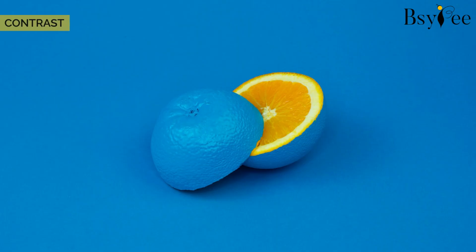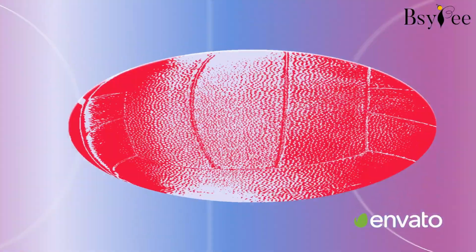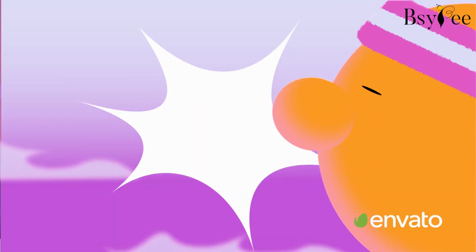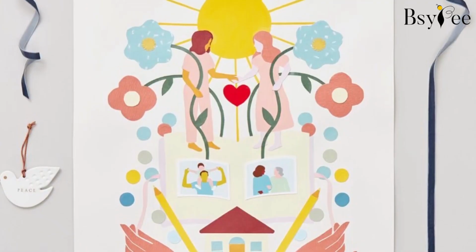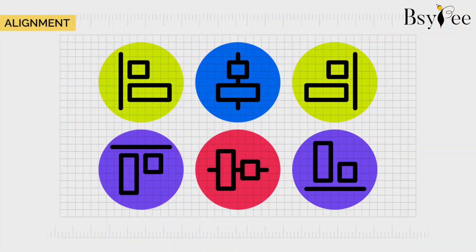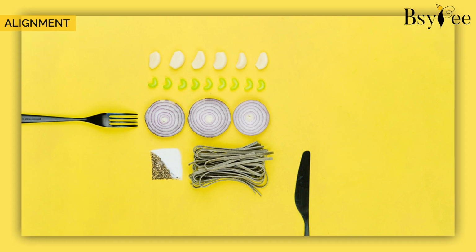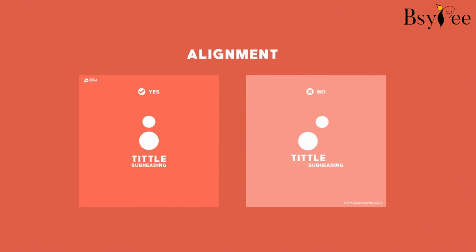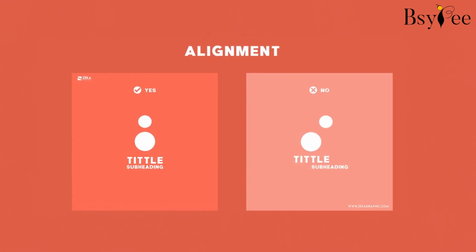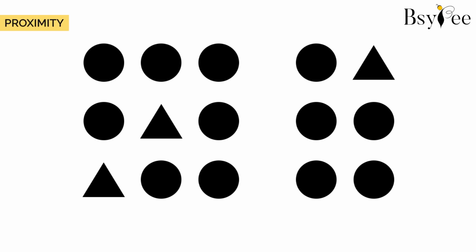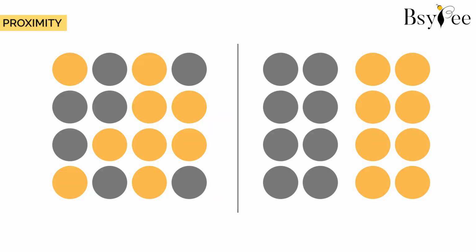Contrast. Highlights key areas and creates visual interest through color, size, texture, and shape. Alignment. Creates a visual connection between elements, making the design more cohesive and organized. Proximity. Groups related items together to create a relationship and declutter the design.